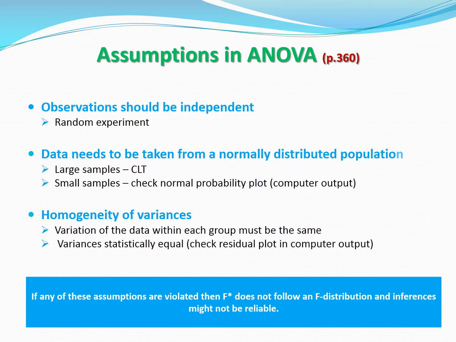Then the last assumption is the homogeneity of variances. There we check whether the variance of the data within each group is the same. So they need to be statistically equal, and we can check that from the residual plot on the computer output as well. Then if any of these assumptions are violated, it means that your F statistic does not follow the F distribution, and your inferences or conclusions that you draw from your hypothesis test might not be reliable then.